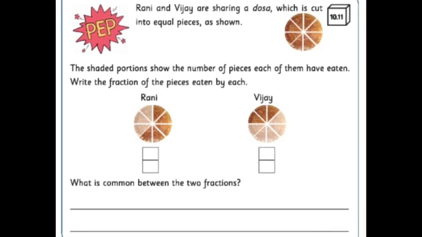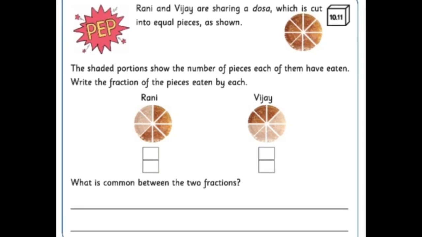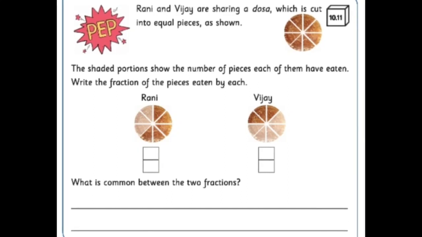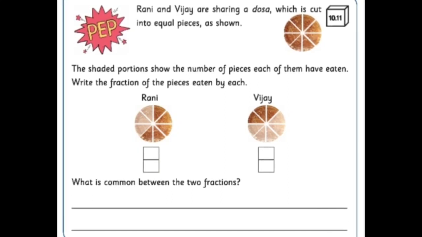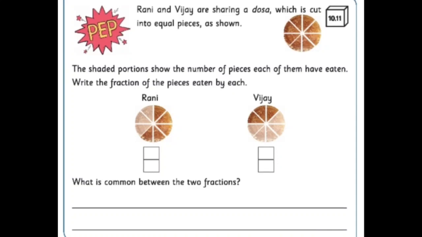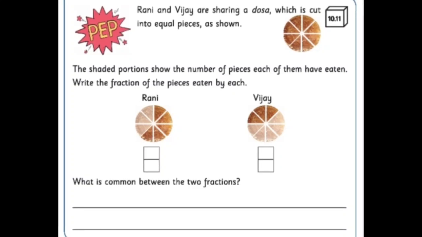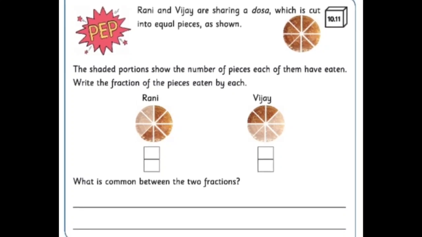Here you can see one dosha has been shared by Rani and Vijay. The dosha has been divided into 8 equal pieces that you can find here.